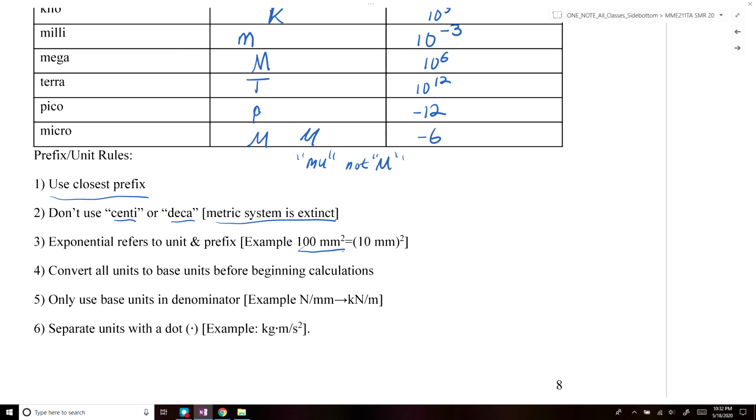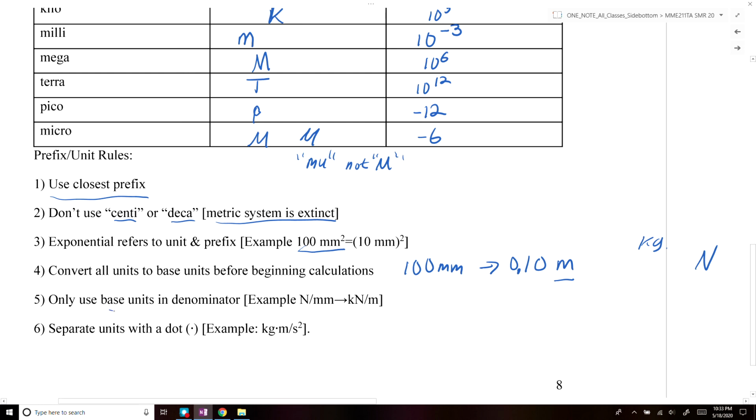The next thing is that you should typically want to convert all your units to base units before beginning calculations. So what that would mean is if you had 100 millimeters, before you start calculations, it's useful to simplify it down to 0.10 meters. Okay, so try to convert everything back down to the base units. The base unit for length is meters, the base unit for mass is kilograms, and the base unit for force is newtons. So try to convert back to the base units before you do your calculations.